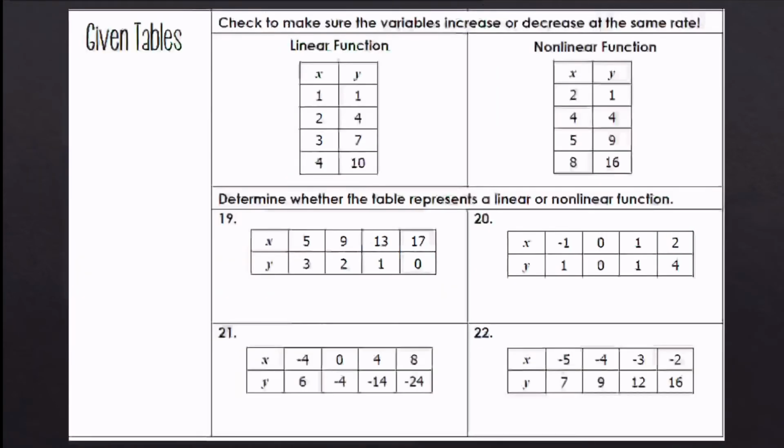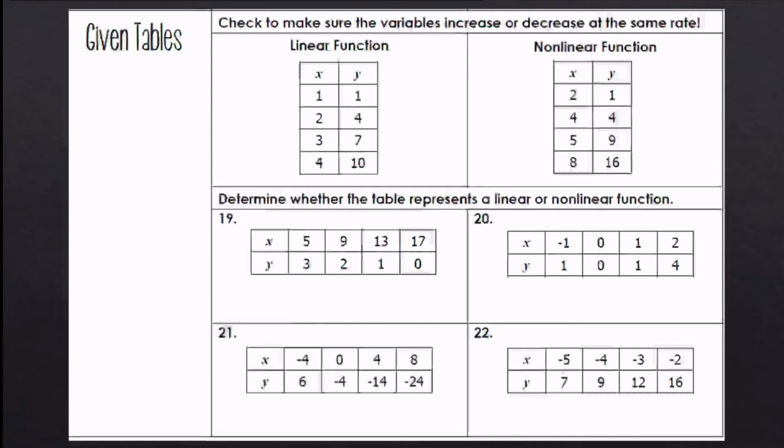Our last way to determine is to make sure that the variables increase or decrease at the same rate. Meaning, as I move along that line, the slope is the same. In order for it to be linear, the slope must be the same anywhere on that line. So it's super important that we understand this and are able to spot it, because if not, then you won't be able to determine.